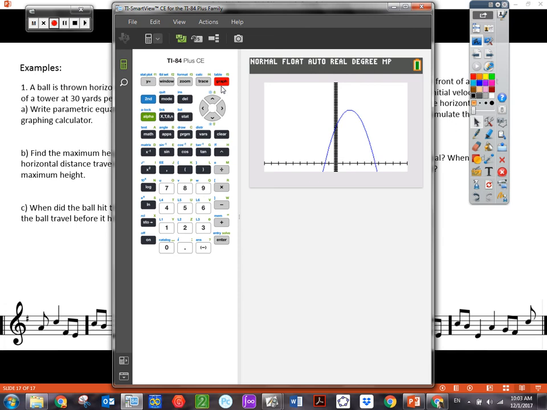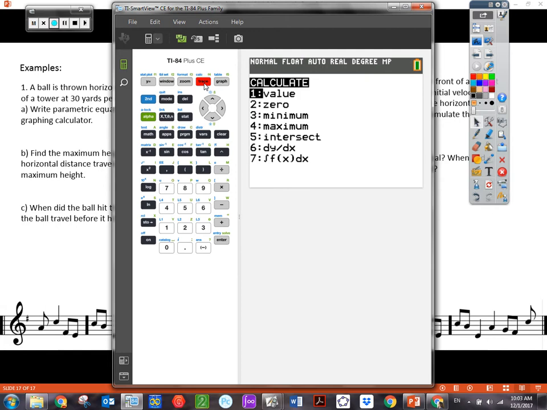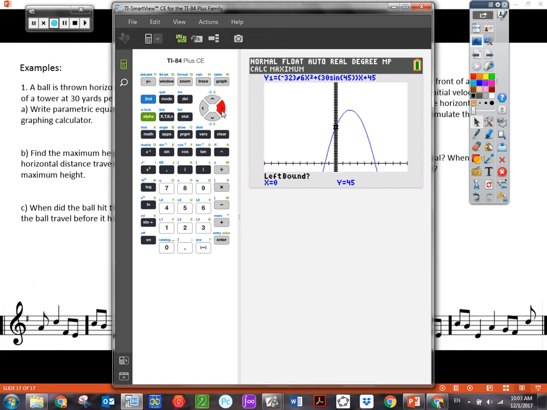So now I need to do my max finder, right? We know how to do that. So that would be second calc, right? Our 4 is maximum. And so we would go to the left and to the right. There's to the left. And then to the right. Okay, so it's giving me my maximum height, which is fantastic, but it also is giving me another piece of information that I have to have, and that's the time that it occurred. I need both of those.